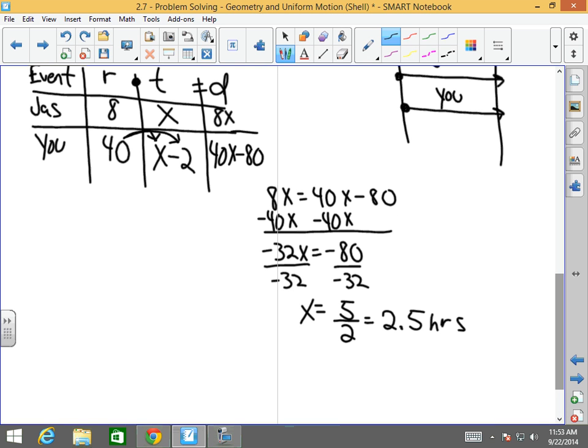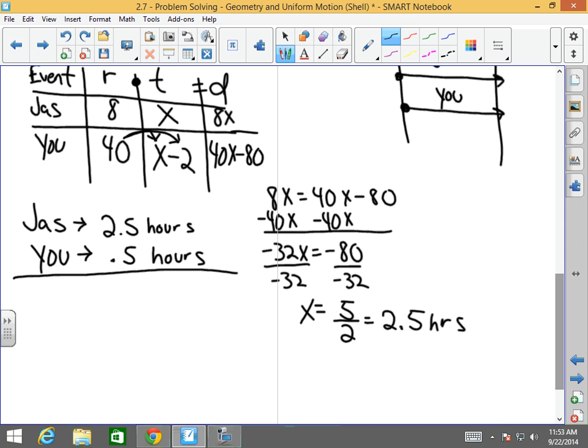So how long was Jasmine running for? She's x, that's 2.5 hours. How long were you driving for? Well, you're x minus 2, so that's 0.5 hours. And that's what we were looking for. How long will it be before you catch up to Jasmine? It's going to be half an hour before you catch up.